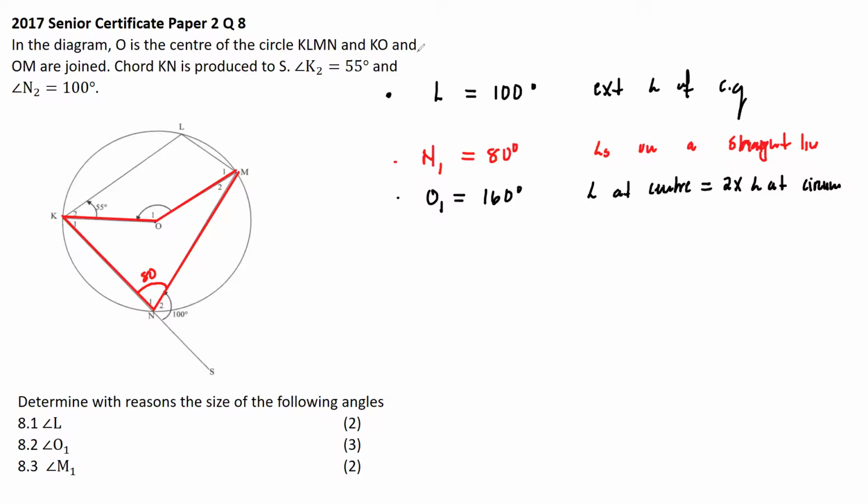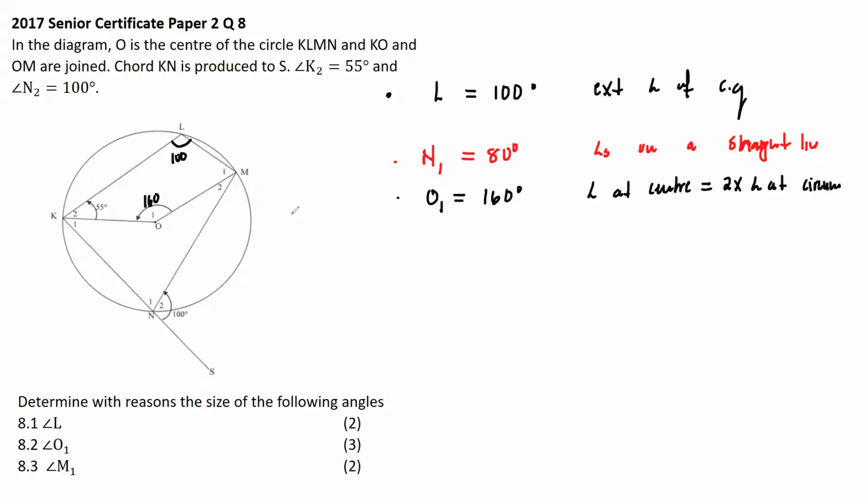I want to see if I'm going to get M1 now. So I know this is 160. I know N is 100. So I'm looking for M1. Maybe if you didn't know this, I got your back. Now, I have a question before I start 8.3.